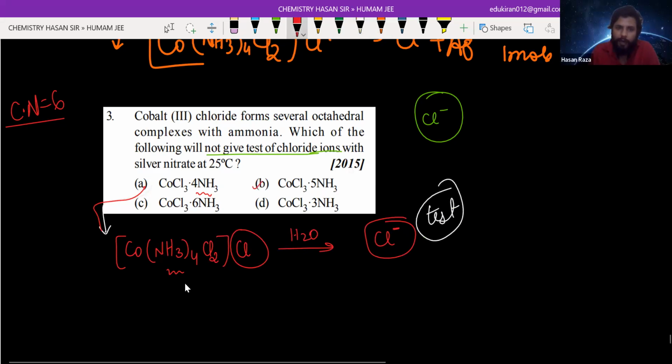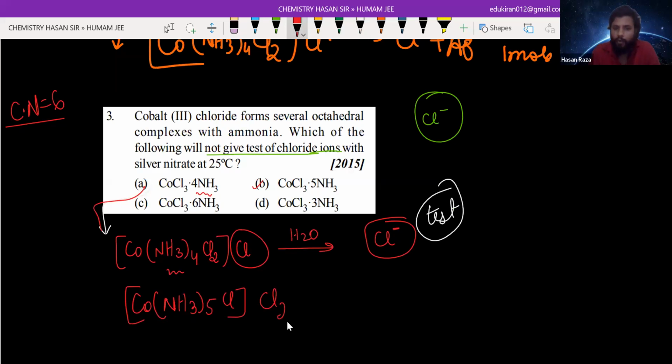Now for the B part, you can see Co. How many NH3 is there? 5. NH3 5 you can take inside. After this 5, we need 6 coordination number, so how many chlorine is left? 2 chlorine. Now you put this in water. Outside the bracket it can easily ionize. How many ions will it give? 2 Cl minus. Since Cl minus ions are there, it will also give a positive test for chloride ions.